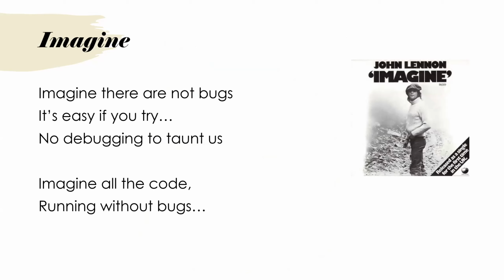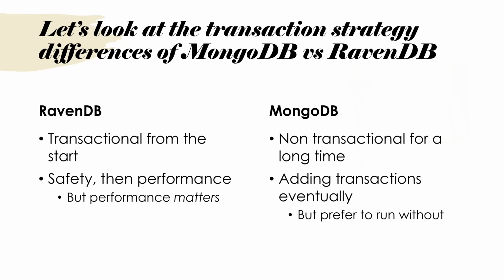And a lot of the things that Jepsen found are bugs, things that are obviously someone missed something. So let's talk about something a lot more interesting. Let's talk about the conceptual differences in the strategies that Raven and Mongo use to handle transactions. So here's the idea. We have Raven that is transactional from the start, safety and performance, but it's not safety then performance, that's it. You have to have the appropriate performance level. So we iterate over that, and every single release got better.